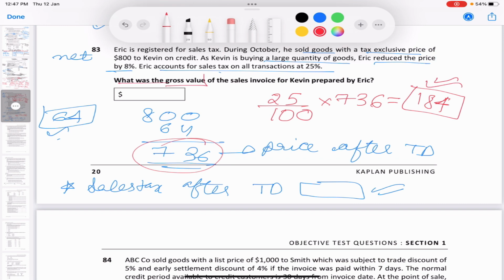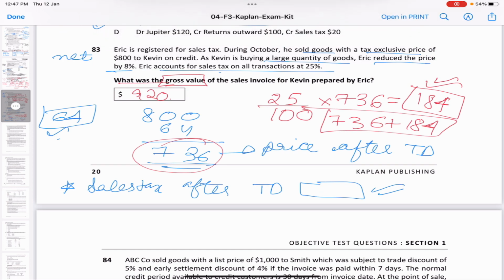You need to find the gross value. So what is the value? 736 plus 184. This will give me my gross value. I hope you're solving it along with me. So the answer is 920. Okay.